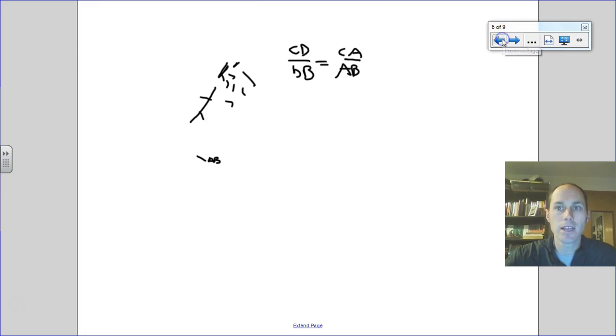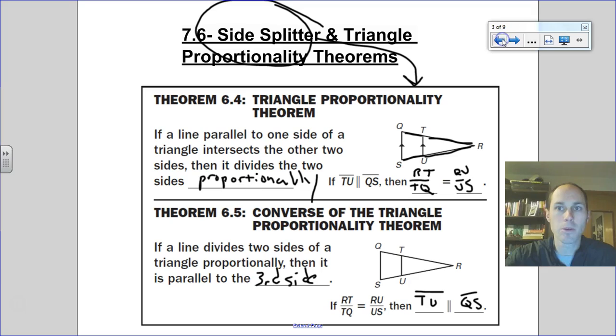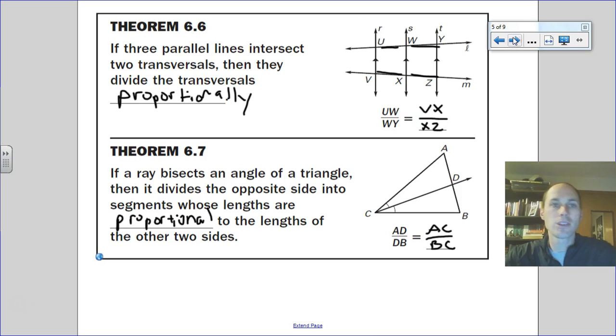So today we looked at a couple different triangle proportionality theorems. The side splitter theorem: if we have two parallel lines, the sides are split proportionally. The converse of that: if sides are split proportionally, the lines are parallel to each other. And then we took a look at, if we have three parallel lines intersected by two transversals, those are proportional. And the angle bisector, we have proportional parts in that triangle. So do the work. If you have questions, let me know in class.